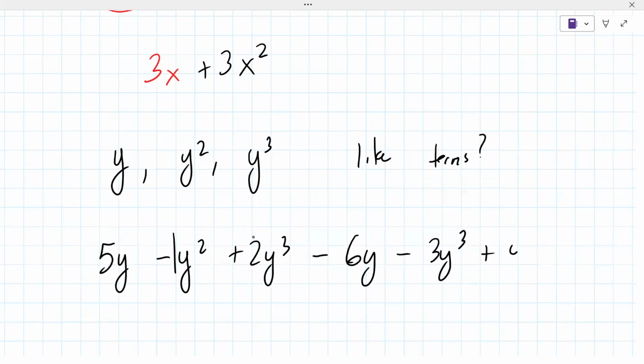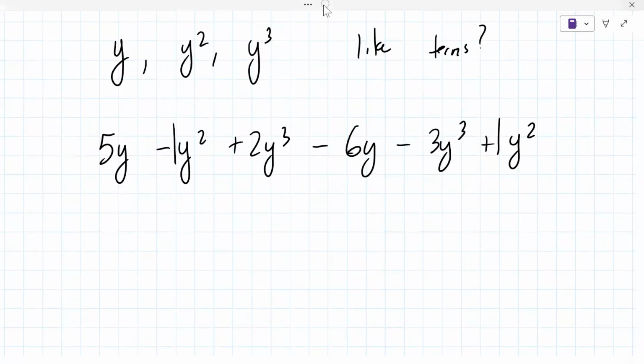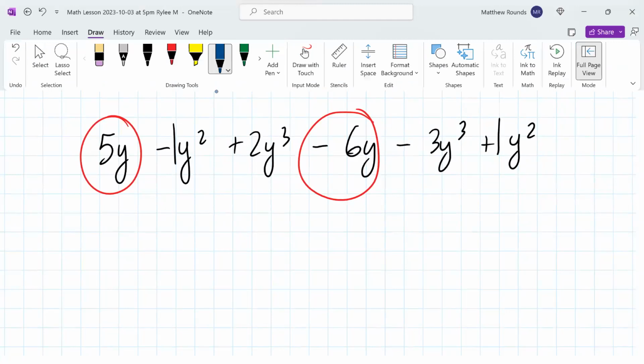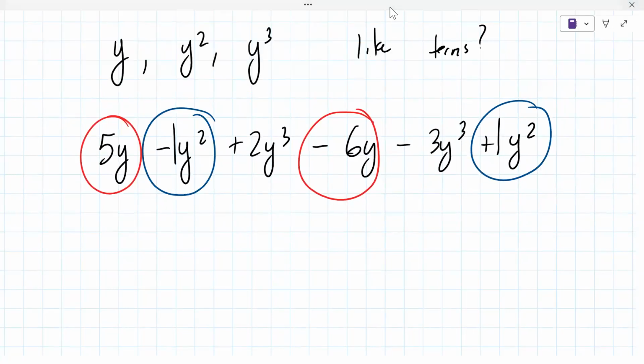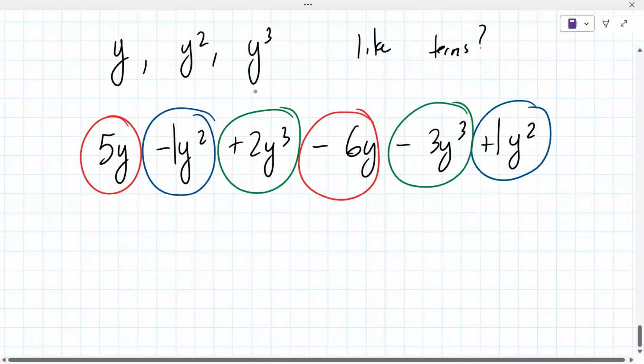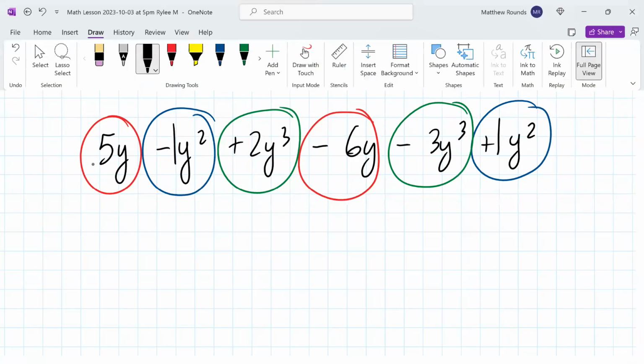So if it's 5y minus y squared plus 2y cubed minus 6y minus 3y cubed plus y squared, which of these can you combine? Which are the like terms? Well, it's the y with the y. So it's the 5y with the minus 6y. It's the minus 1y squared with the plus 1y squared. And it's the plus 2y cubed and the minus 3y cubed. All right, so could you try to combine those for us, please?